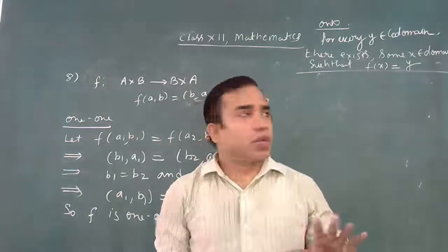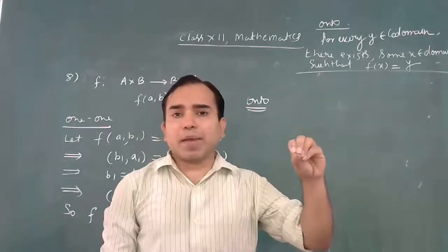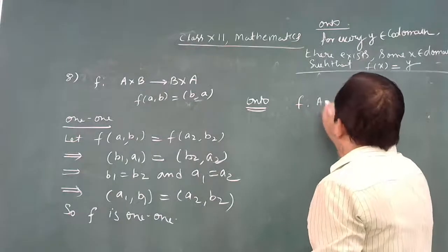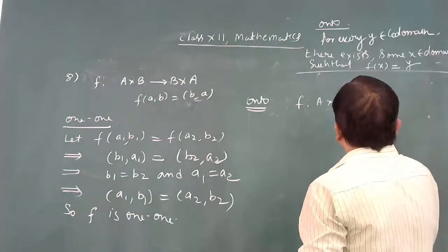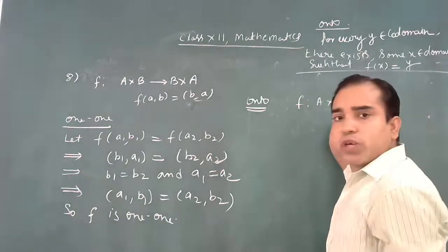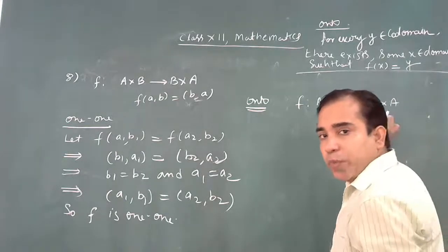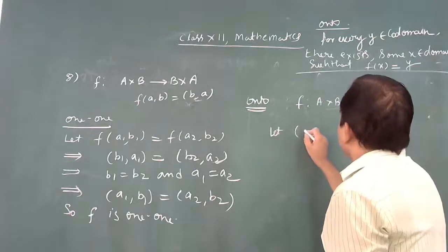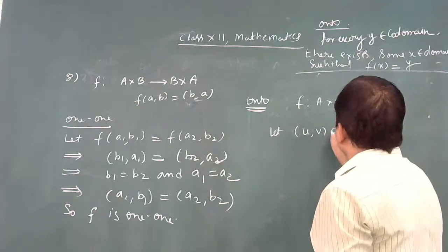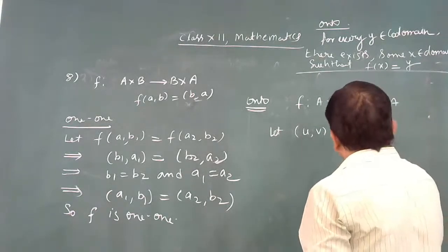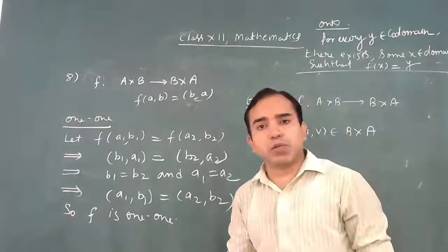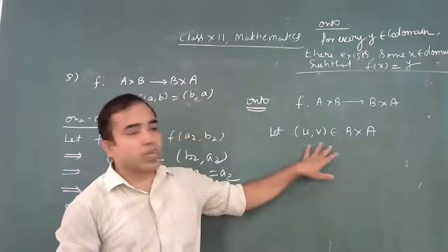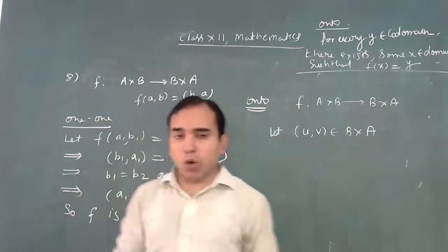So how to prove? You start with a random element in codomain. I'm writing again, f works from where to where? A cross B to B cross A. What you have to do? You have to start with an element in codomain. Let me take something, let me take any element. Suppose let (u, b) belongs to B cross A. If I pick an element of B cross A, what will its form be? Its form will be (u, b) type. It must be an ordered pair.